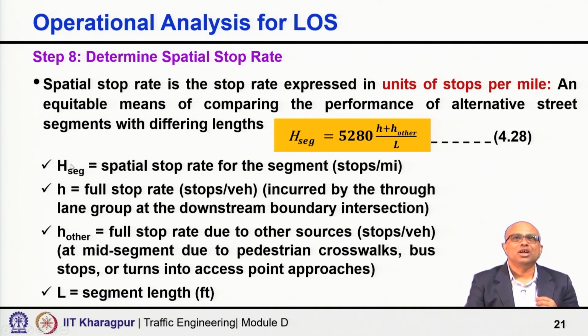Normalized. How can you calculate it? Again, a simple formula is given as shown here: spatial stop rate, in stops per mile.